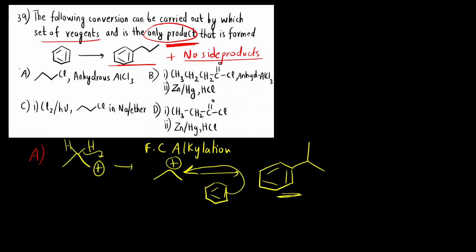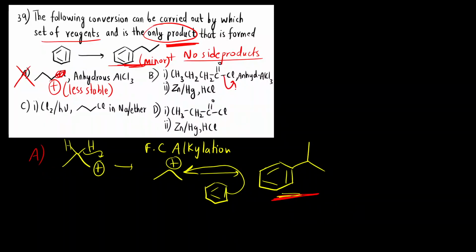Okay, so option A is what? A is incorrect. Okay, this will also be formed, but that will be the minor product. Why? Because this primary carbocation is less stable. Okay, this will be formed, but this is going to be the major product. Let us see the next one. B.